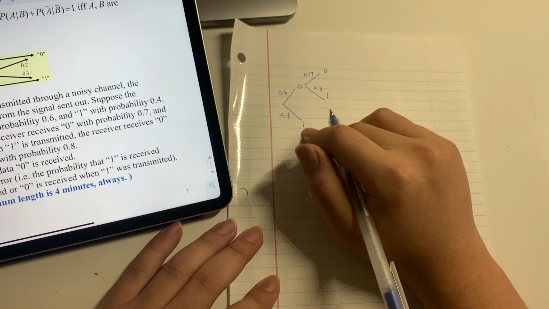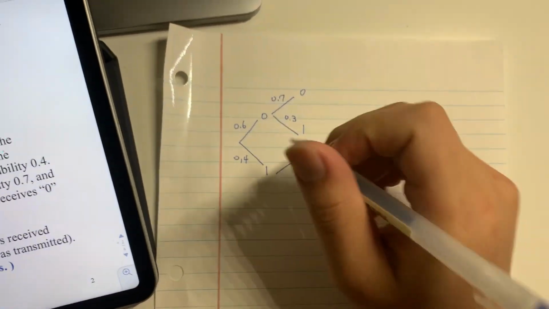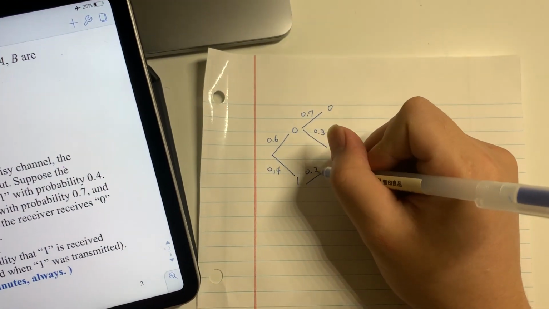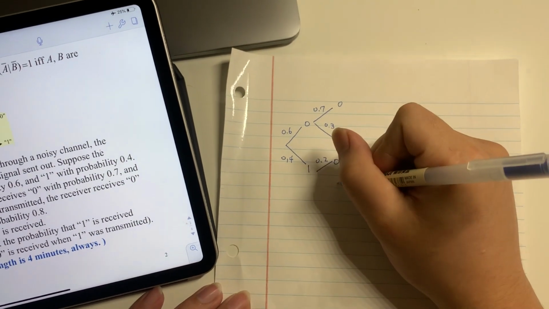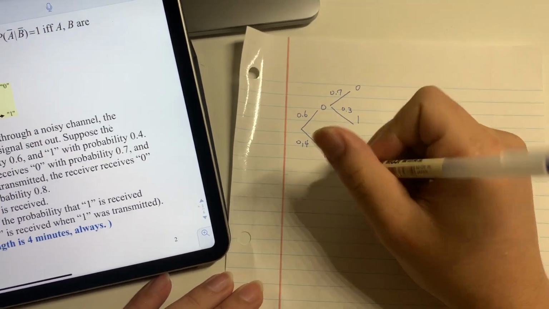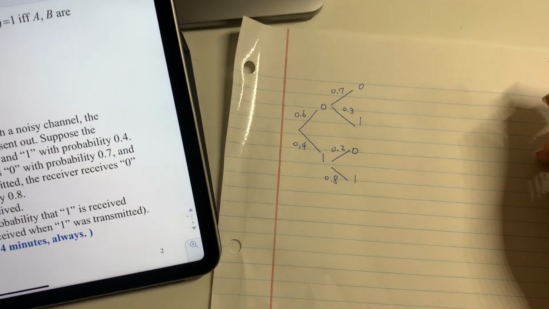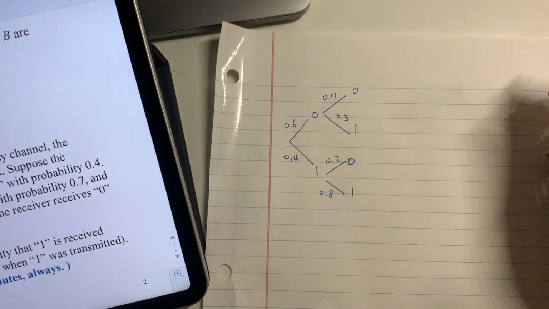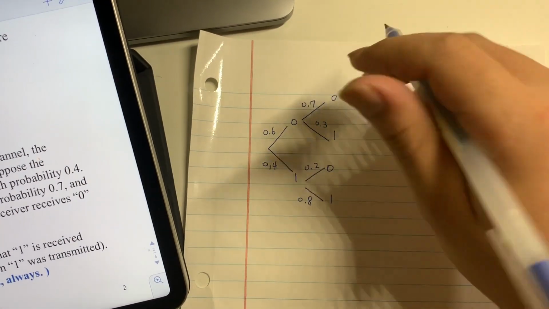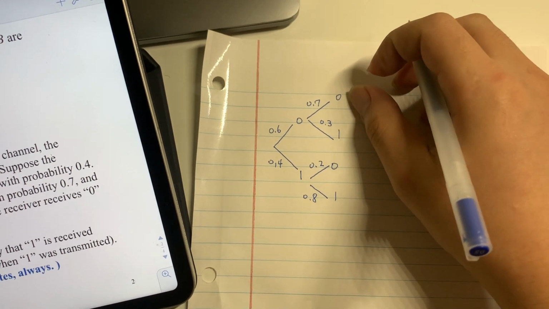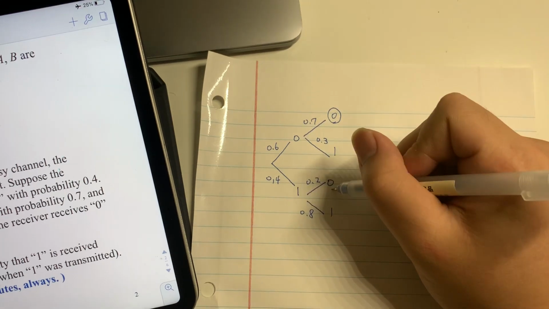And if we send out 1, the receiver receives 0 with probability 0.2, and when we send out 1, the receiver receives 1 with 0.8. So for the first question, we want to find the probability that the data 0 is received, and we can mark up the probability of the receiver receiving the data 0 is here and here.